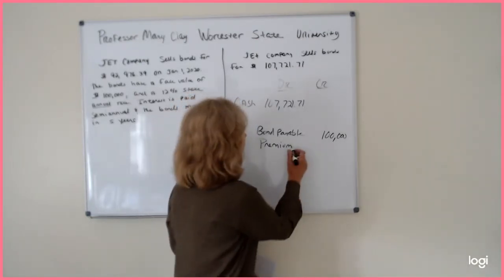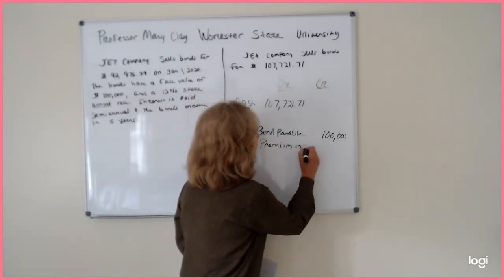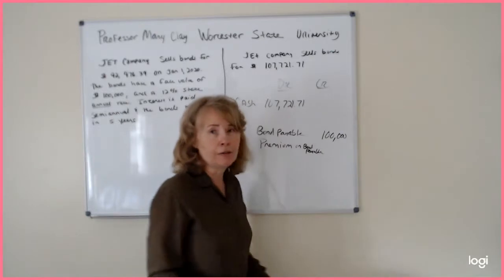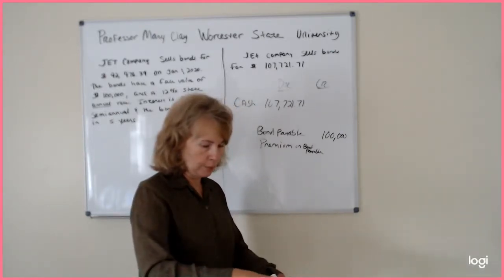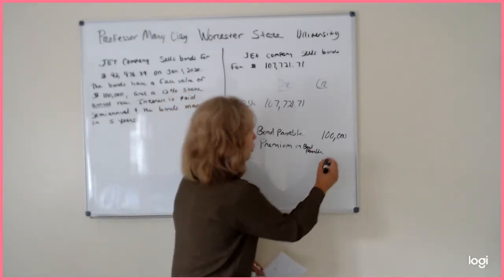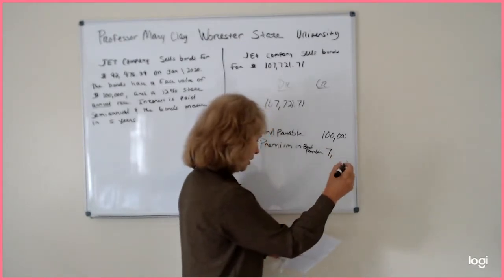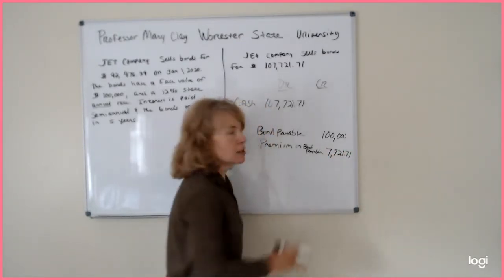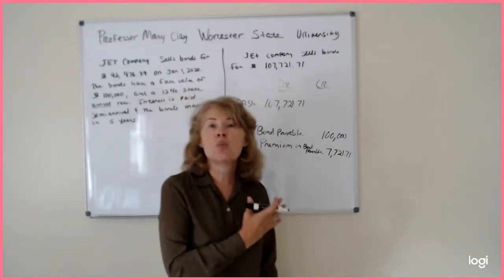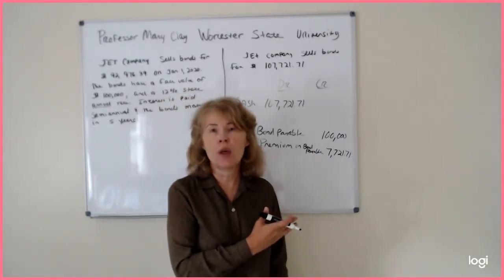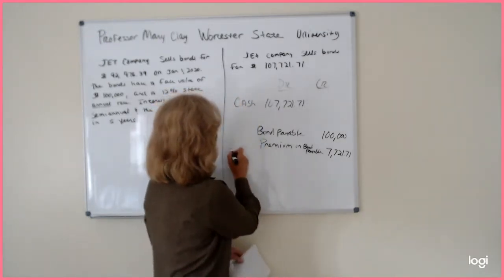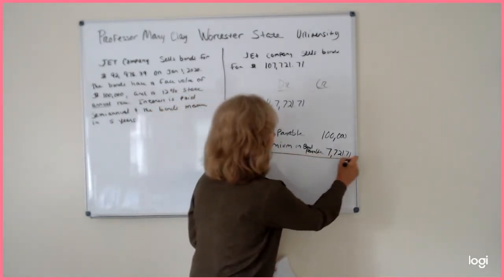All right, so premium on bond payable is just the difference between the two. So I'm going to look at my notes. The difference between the two is $7,721.71. That's premium on bond. So this is when you first issue the bond. Okay, so maybe I can keep this one up here, because I have more room.